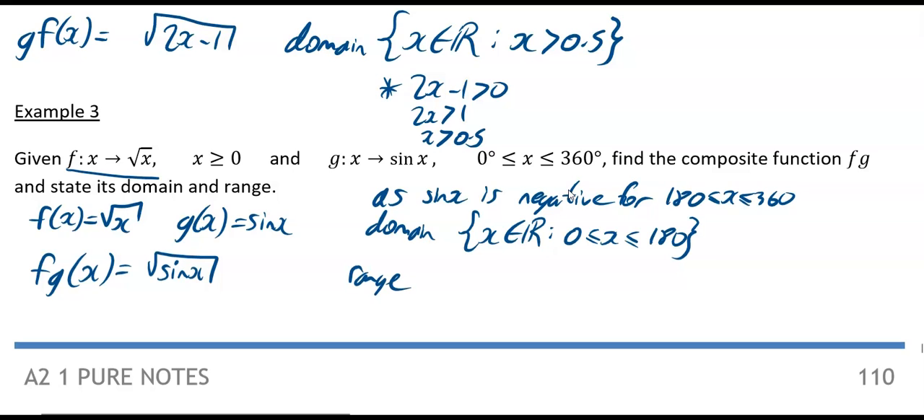So what does sine go from between 0 and 180 degrees? It goes from 0 to 1, which means if you do the square root of 0, you get 0, and if you do the square root of 1, you get 1. So the range is that fg of x goes from 0 is less than or equal to fg is less than or equal to 1. And that is the end of this video.